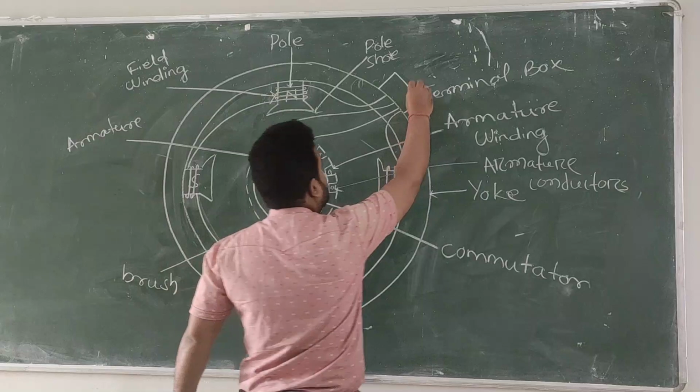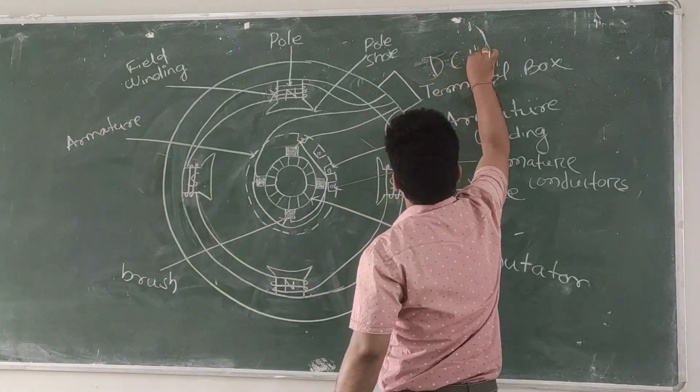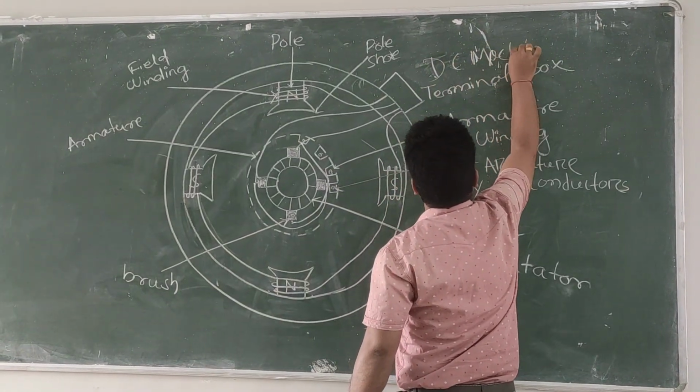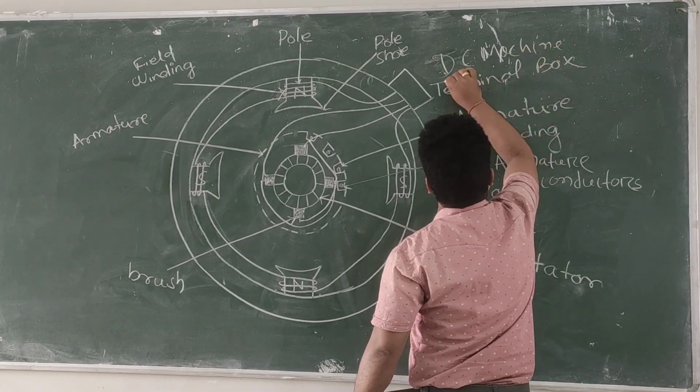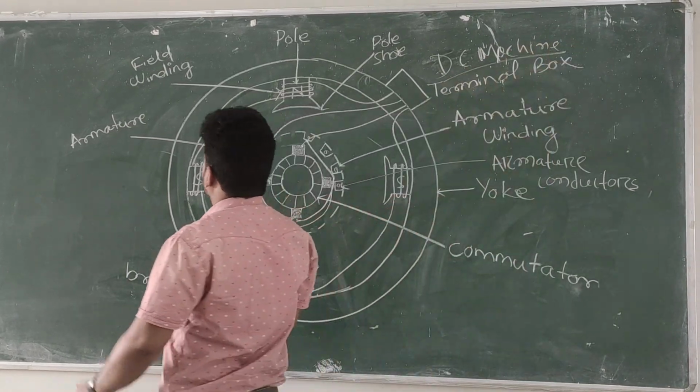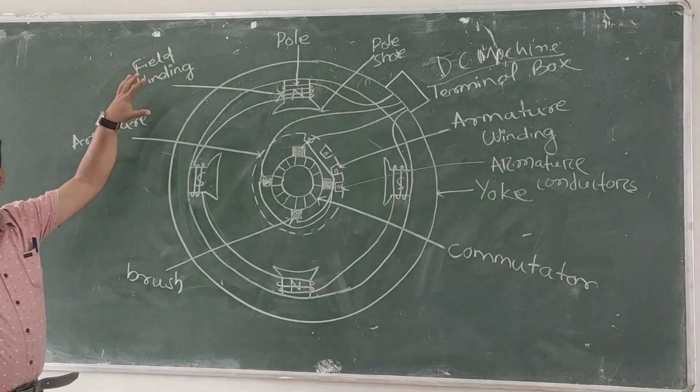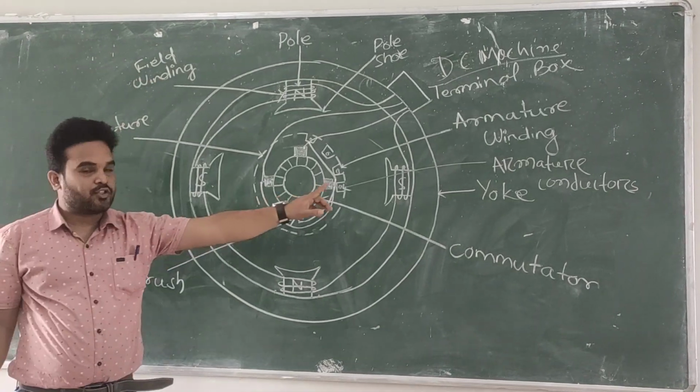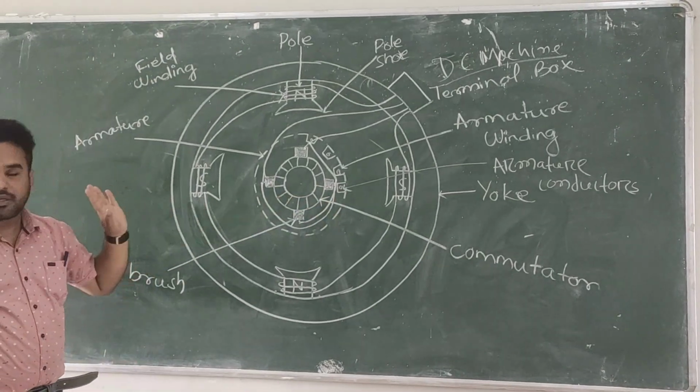Basic construction of DC machine. So these are the parts. First we see field winding and armature winding. They are the main parts of the DC machine.